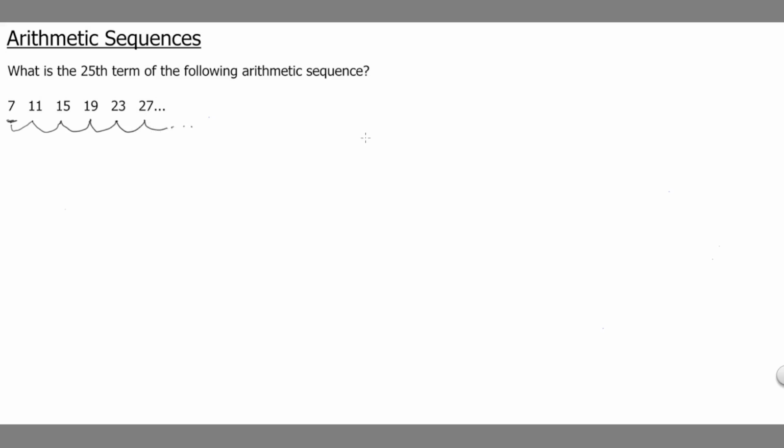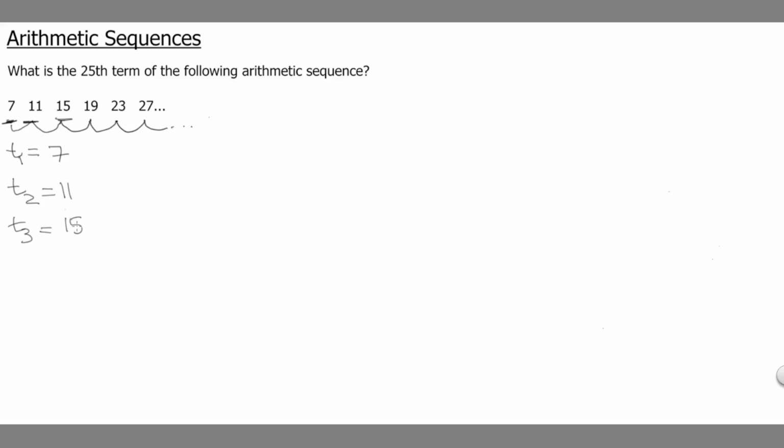A sequence never really ends. You can keep adding the number as many times as you like. Each number in a sequence is called a term. So this is the first term, 11 is the second term, 15 is the third term, and so on. We use the terminology T1 to equal 7 to describe each term. So T1 means the first term is 7, and in the same way, T2 is equal to 11, and T3 is equal to 15, and so on.